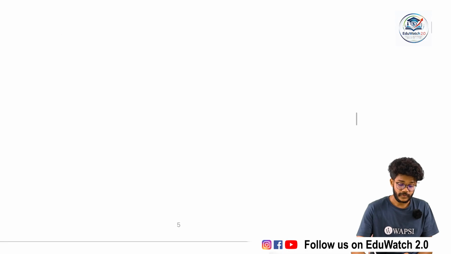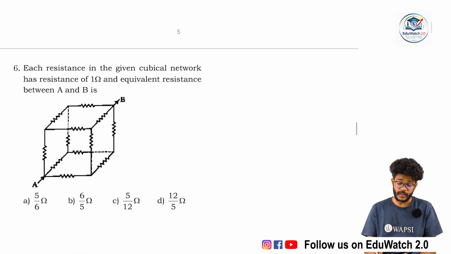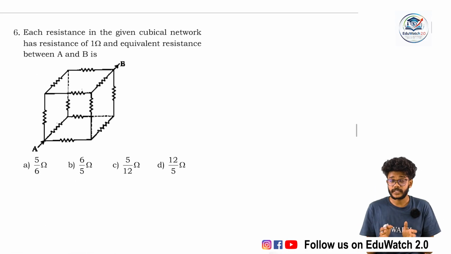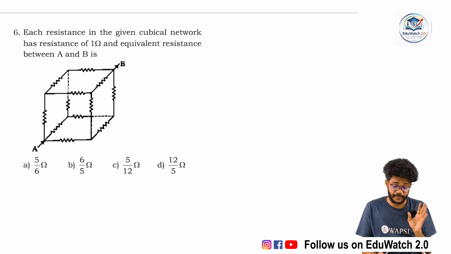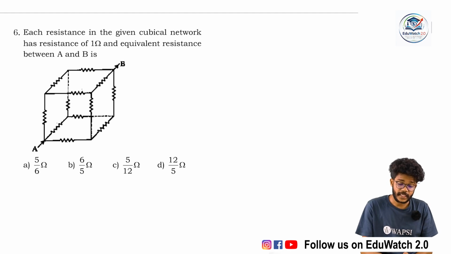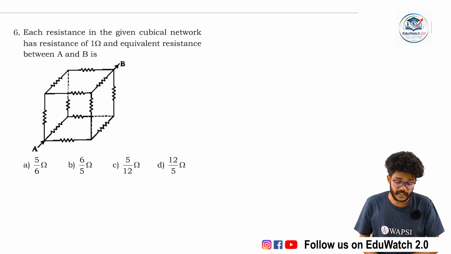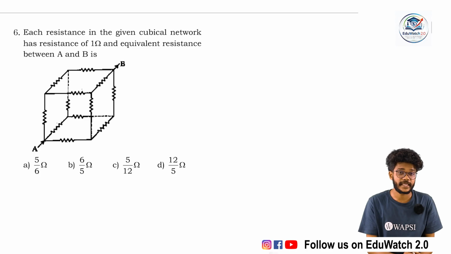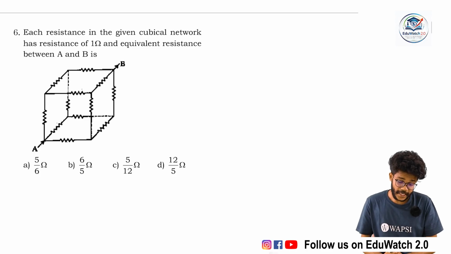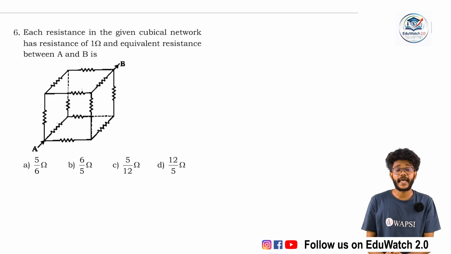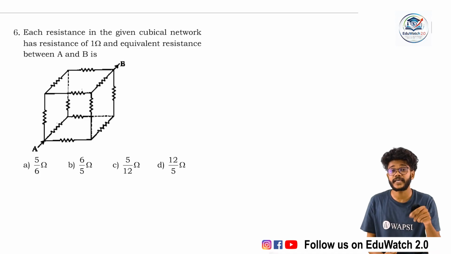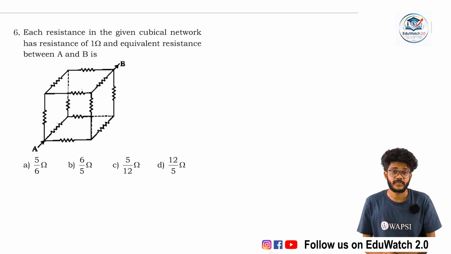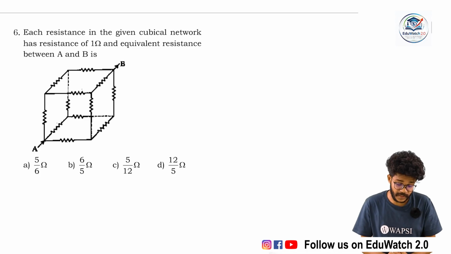Then we can move to the sixth question. See, this sixth question is very, very important. Here we are actually applying Kirchhoff laws. Each resistance in the given cubical network has resistance of 1 ohm. That means identical resistors of 1 ohm are connected here, and we have to find the equivalent resistance between A and B.